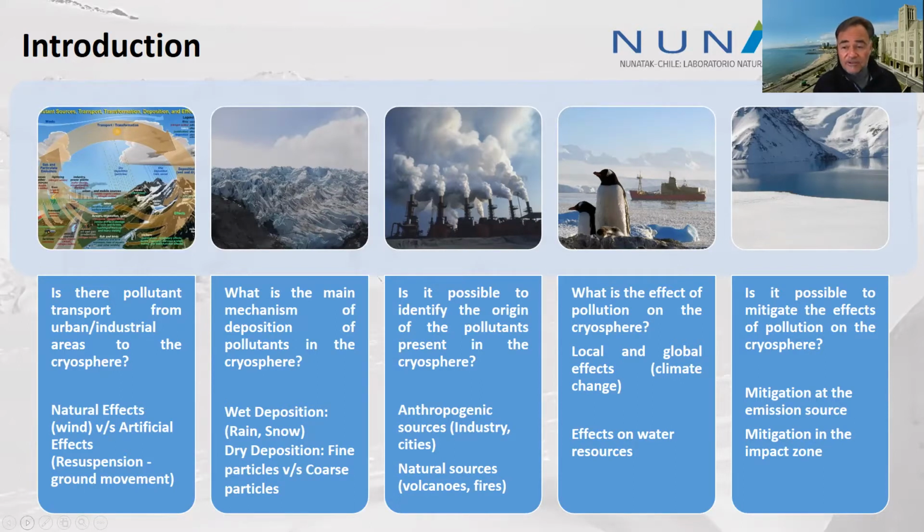What is the effect of pollution on glaciers? We will try to look at the effect on the glacier surroundings, local and global, and the effect on water resources. Is it possible to mitigate the effect of pollution on glaciers? In this case, it is possible to mitigate the pollution effect at the emission source or in the glacier itself and the impact zones.